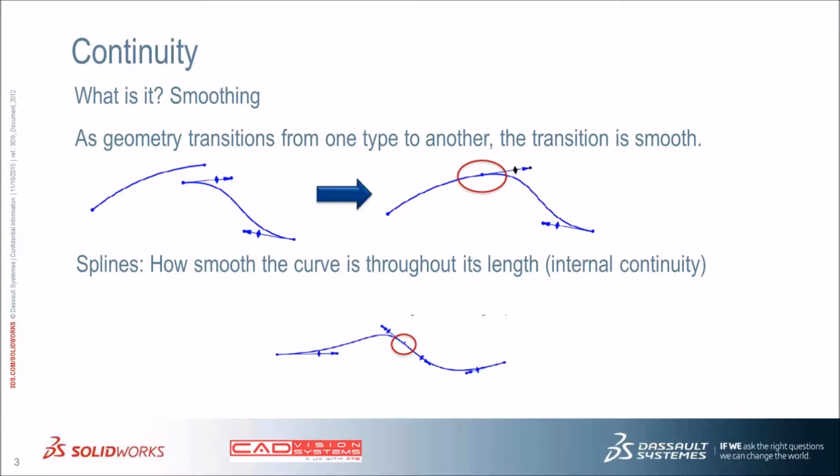So today we're only going to cover three simple but powerful topics: continuity, conics, and splines. Now, what is continuity? Basically, it's movement. From a 2D standpoint, it deals with geometry transitions from one type to another. For example, here. Now, when it comes to the smoothing of splines, it's basically how smooth it is throughout its entire span.